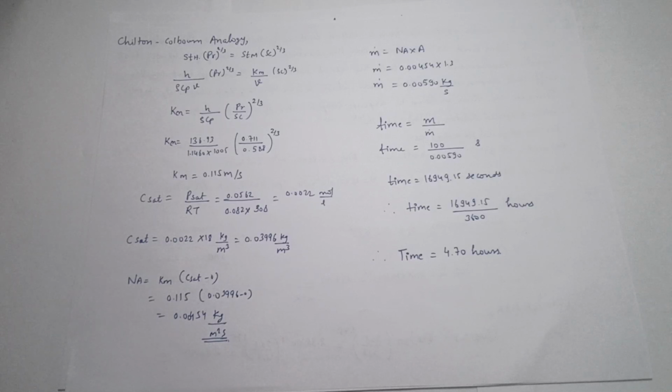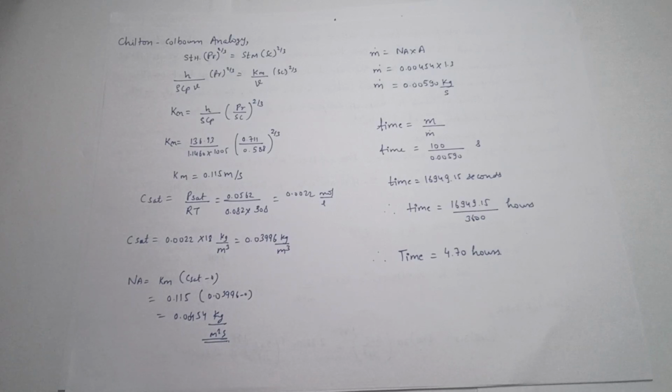0.00590 kg per second. Since we have to calculate the time and we have been given initial mass as 100 kg, the time can be calculated as mass divided by mass flow rate in terms of seconds. So time is equal to 100 kg divided by 0.00590 kg per second. Hence, the time comes out to be 16949.15 seconds. Converting this to hours by dividing by 3600, the time comes out to be 4.70 hours.